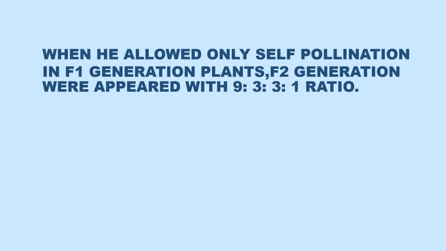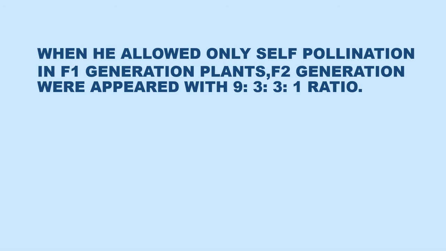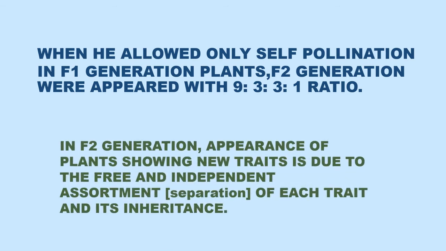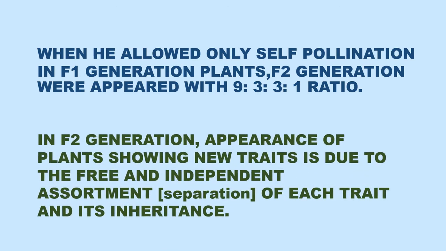When he allowed only self-pollination in F1 generation plants, the F2 generation appeared with 9 is to 3 is to 3 is to 1 ratio. In the F2 generation, appearance of plants showing new traits is due to the free and independent assortment of each trait and its inheritance.